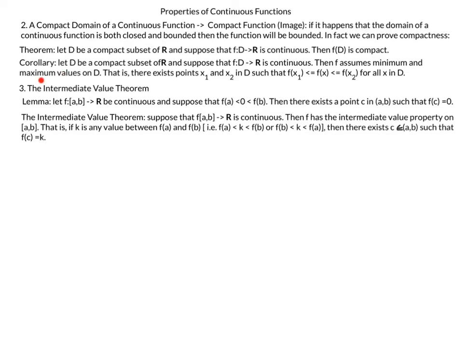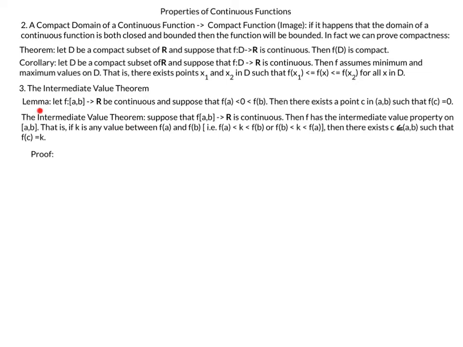Now that we have this lemma proved, we can go on to the intermediate value theorem that says suppose f is a function from the closed interval [a,b] to the real numbers and f is continuous. Then f has the intermediate value property on the interval [a,b]. That is, if k is any value between f of a and f of b, that is, k is greater than f of a and k is less than f of b, or the other way around, k is greater than f of b and less than f of a, then there exists some value c in the interval [a,b] such that f of c is equal to k.